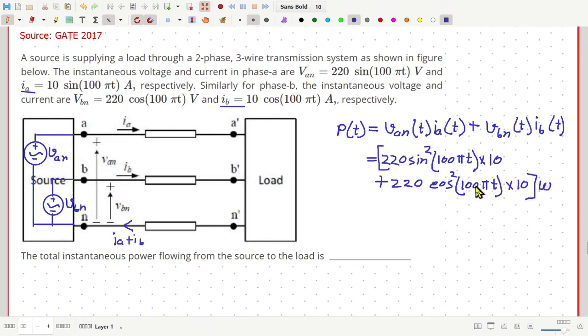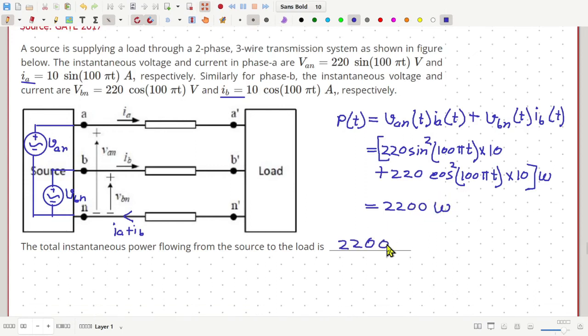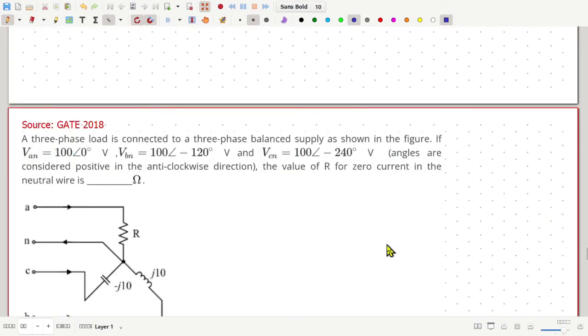Now sine square plus cosine square will become 1. So we will have 220 multiplied by 10. This is in watt. Next, let us go to the next question.